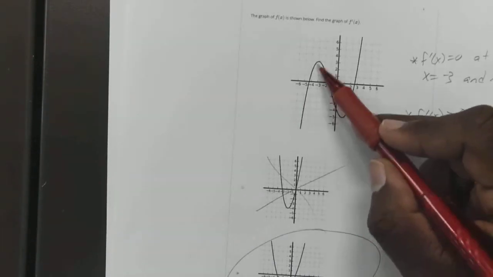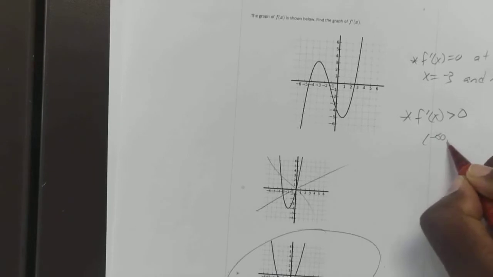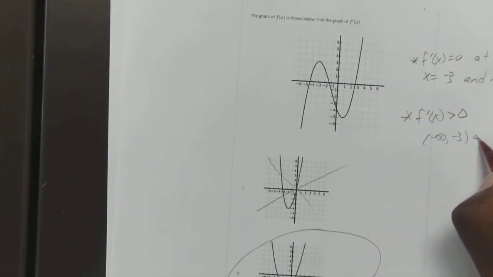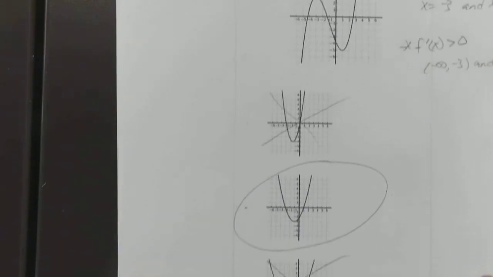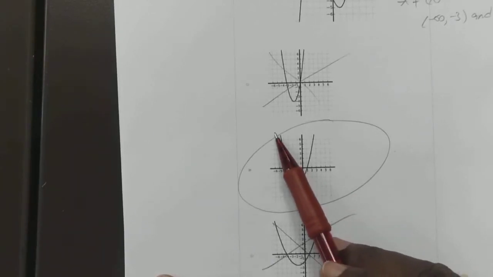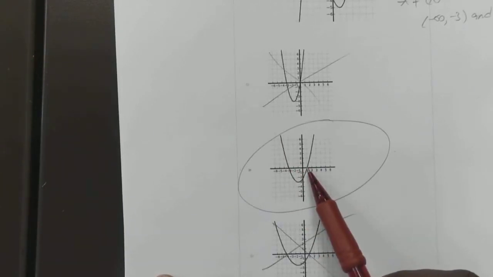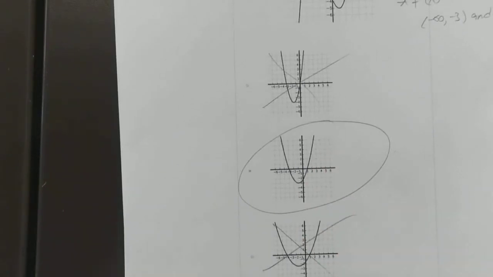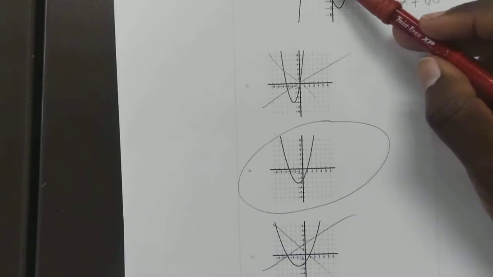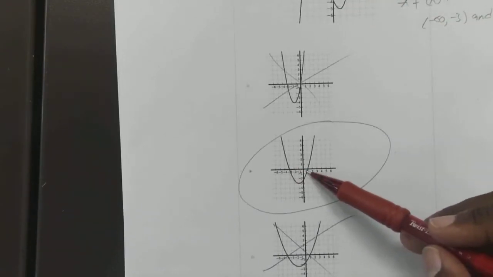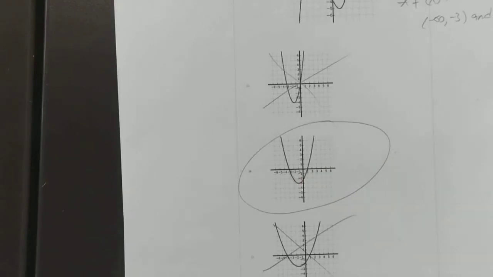from negative infinity to negative 3, and it's also positive from 1 to infinity. Okay, so if you look at this one, it's above the x-axis from negative infinity to negative 3, and it's above the x-axis from 1 to infinity. And then you see it's negative from negative 3 to 1. From negative 3 to 1, it's all below the x-axis.